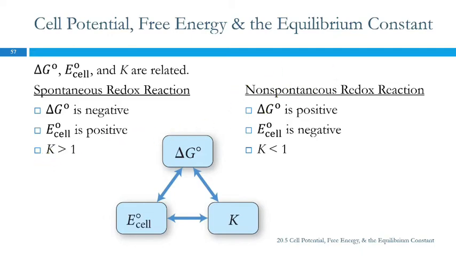In a non-spontaneous redox reaction, those are opposite. And so we've got this triangular relationship here, and we're going to look at the relationship between each of these pairs of things.